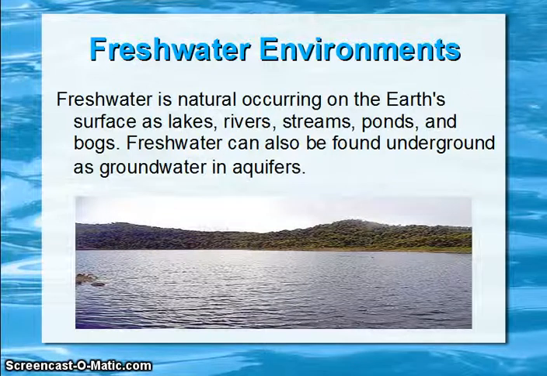Freshwater environments. Freshwater is naturally occurring on the Earth's surface as lakes, rivers, streams, ponds, and bogs. Freshwater can also be found underground as groundwater in aquifers.